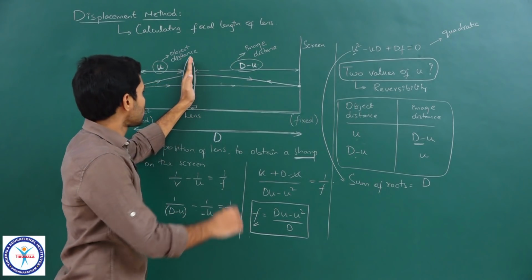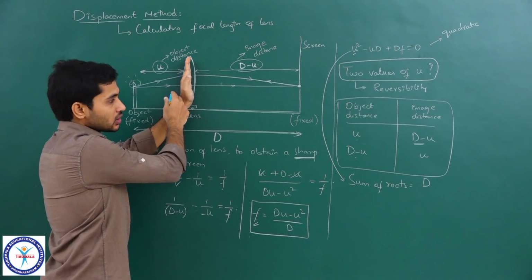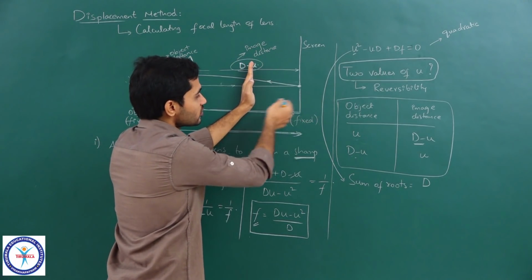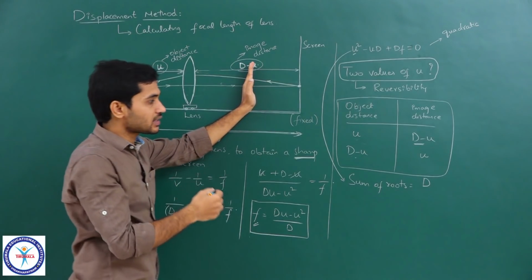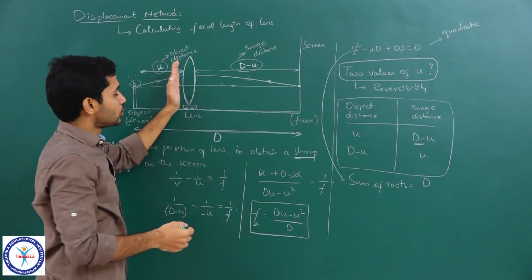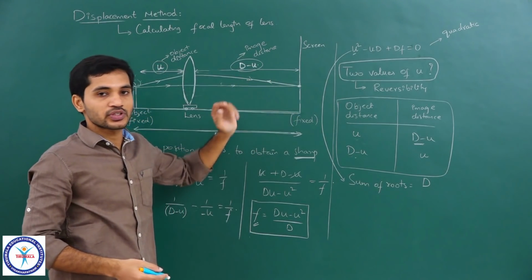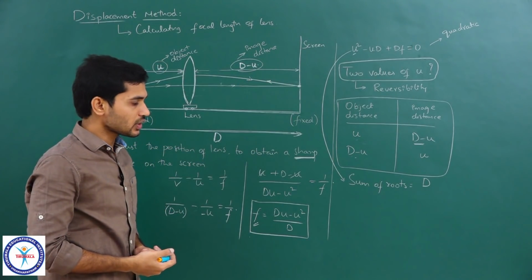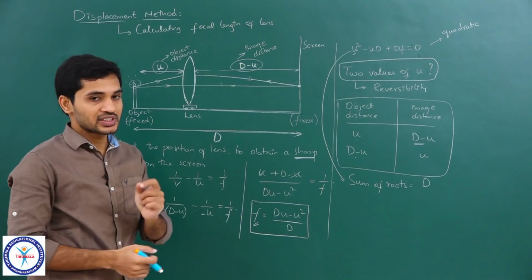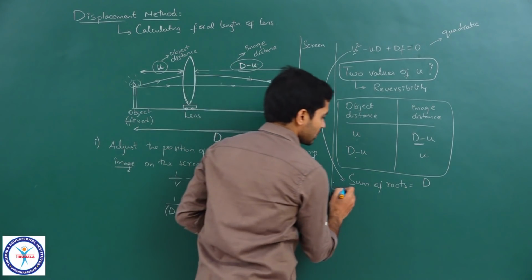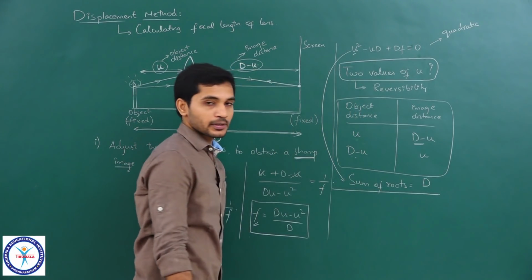So, one position, if it is at u from here, the other position will be at u from screen. So, please understand that if one position is u from the object, the other position will be u from screen. So, that is the concept here. Now, once again, please observe carefully, this is very important.